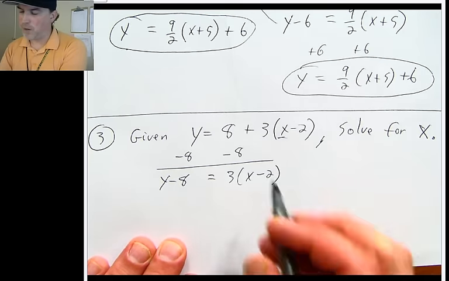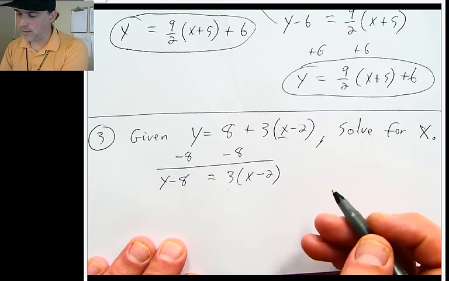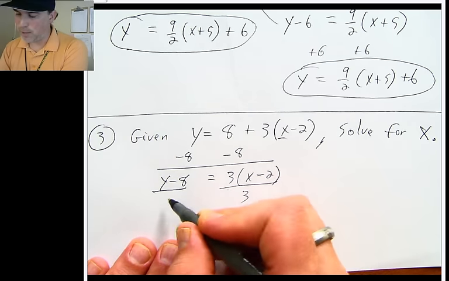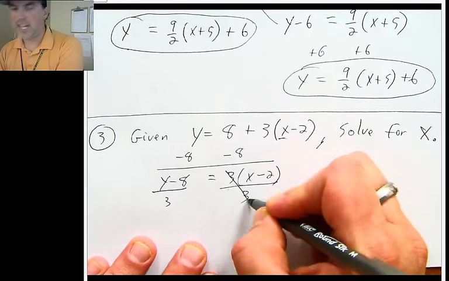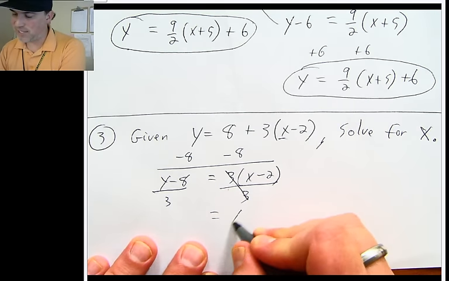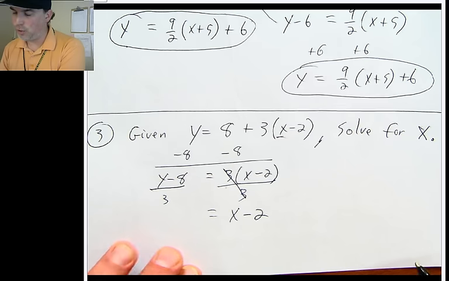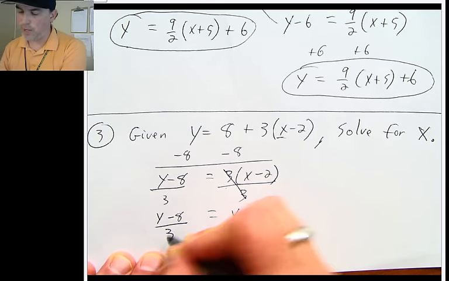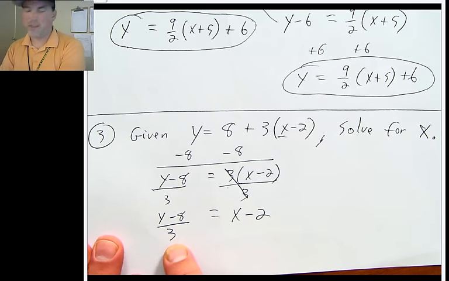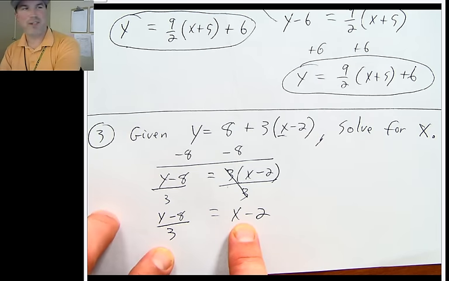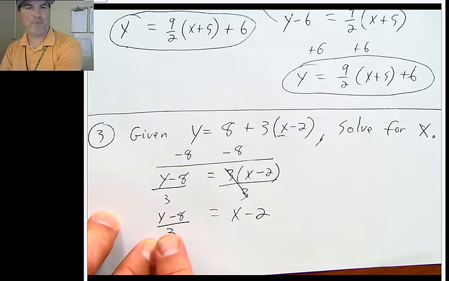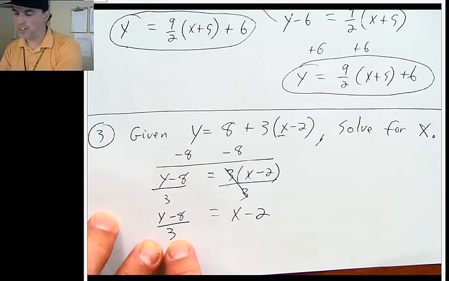Second step, I notice that I have 3 times the stuff. So if I divide both sides by 3, these 3's cancel out. On my right side, I'm left with x minus 2. On my left side, y minus 8 over 3. And I would leave this just like this because y does not divide evenly with 3. 8 does not divide evenly with 3, so there's really no reason to divide this 3 out.